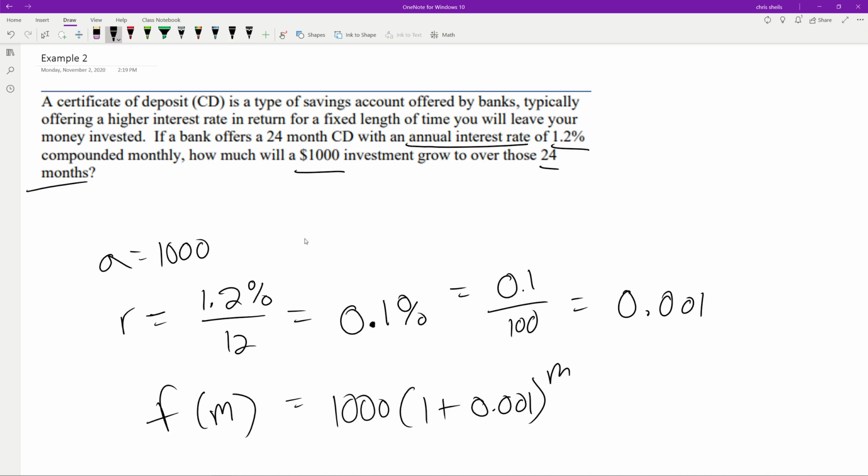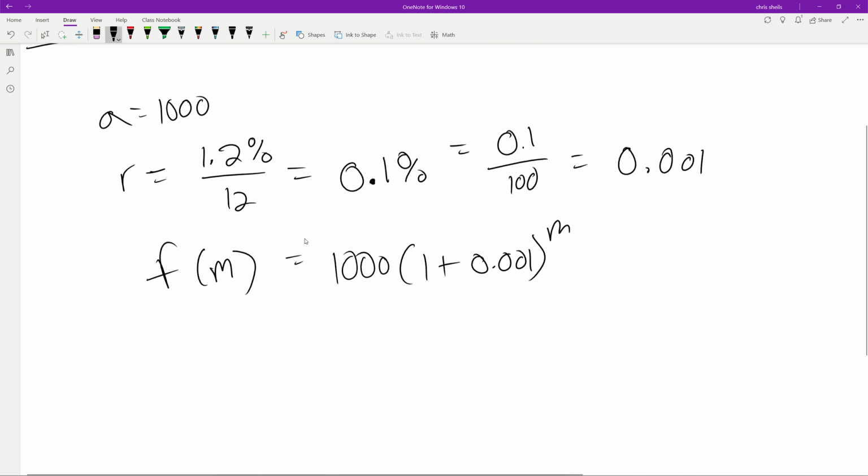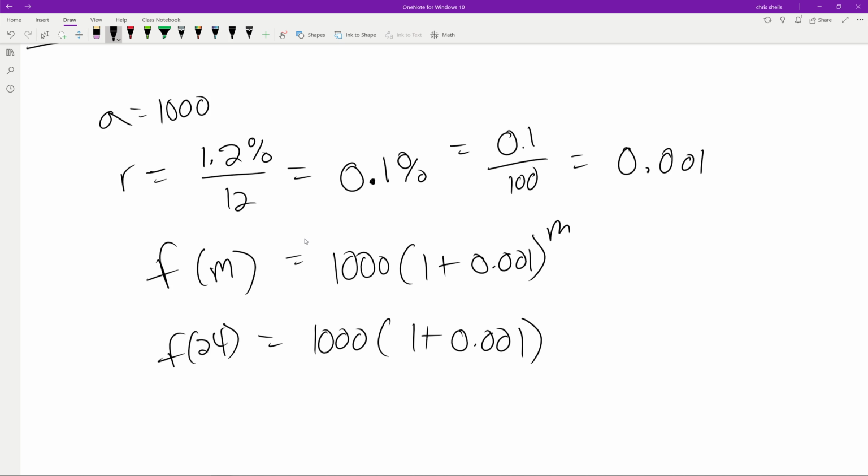And if I want to find out how much my investment is worth after 24 months, all I do is plug 24 into this. So this is f of 24, which is 1,000 times 1 plus 0.001 to the 24th power. And plugging this into a calculator, we get about $1,024.28. All right, let's look at some more examples.